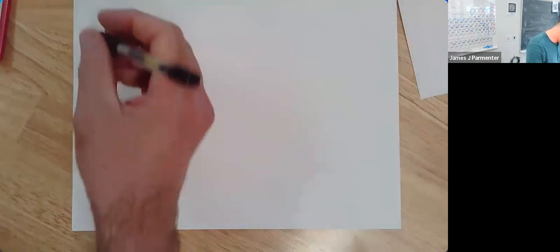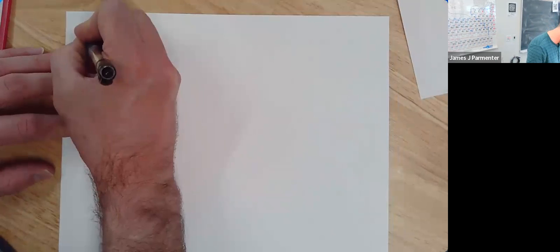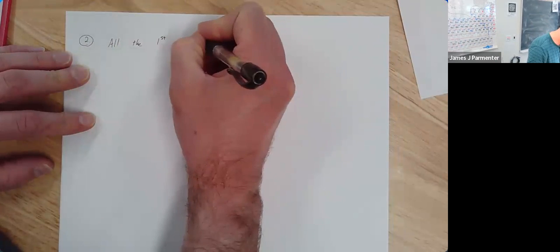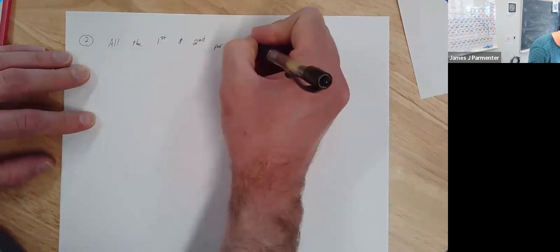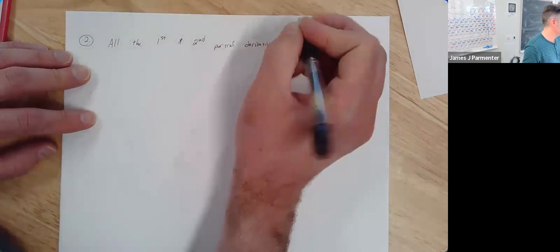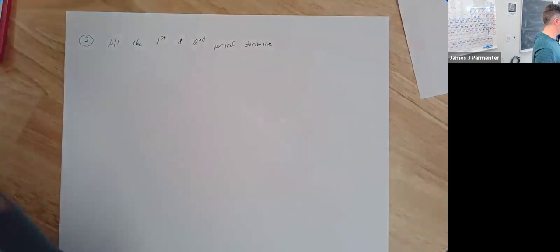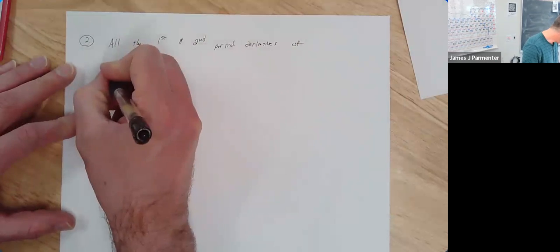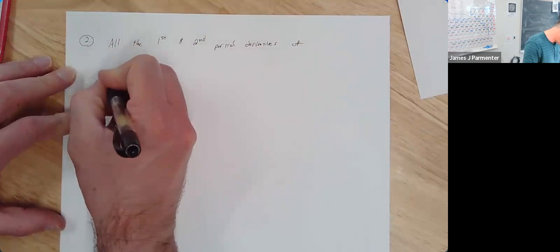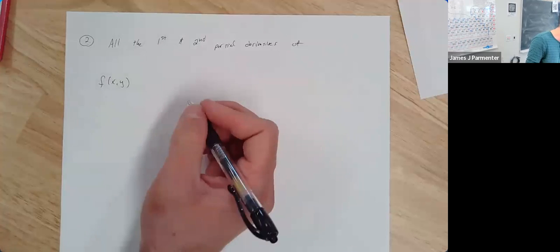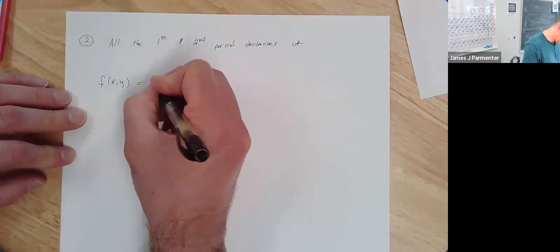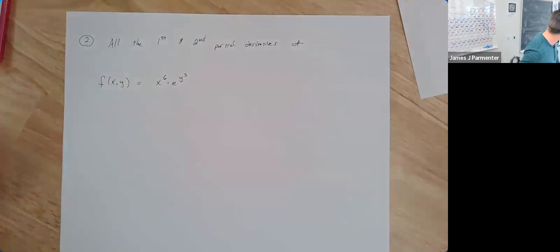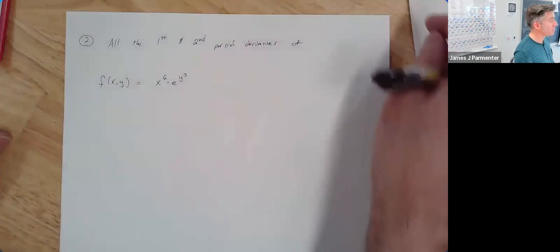Let's say we want to do, I'm just going to write this as: find all the first and second partial derivatives, meaning the two first derivatives and all 4 second partials, whether they are mixed or just fxx or fyy. So find all the first and second partial derivatives of, let's make it a little more interesting here, f of x,y equal to x to the 6th times e to the y cubed. It's going to be fine at first.